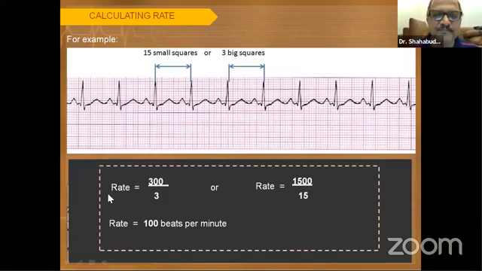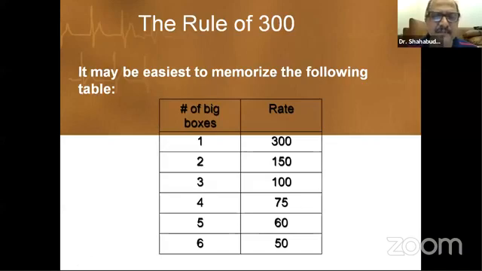It's tachycardia. And very simply, we can determine that if there is one big box between the RR interval, the rate is 300. If it's 2, 150; 3, 100; 4, 75; 5, 60; and 6, it is 50.